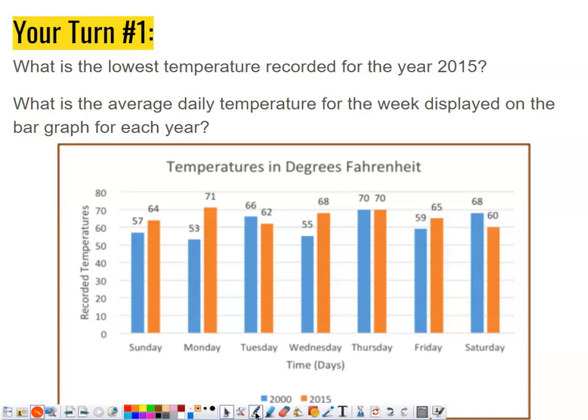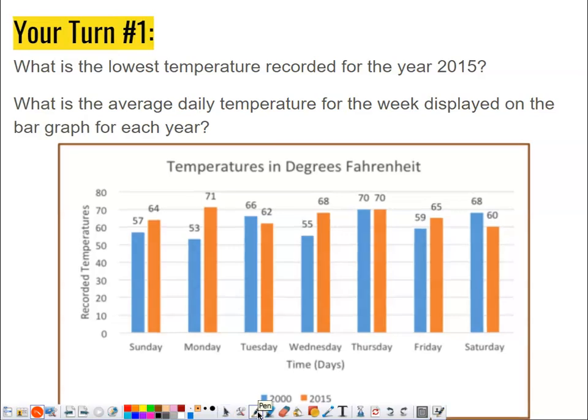So looking at the question again, what is the lowest temperature recorded for the year 2015? So we're interested in these red bars right here, right? And I'm looking for the lowest temperature. So the lowest temperature that I see in red is 60 degrees, right? So the lowest temperature for 2015, 60 degrees. Next question, what is the average daily temperature for the week displayed on the bar graph for each year, right?